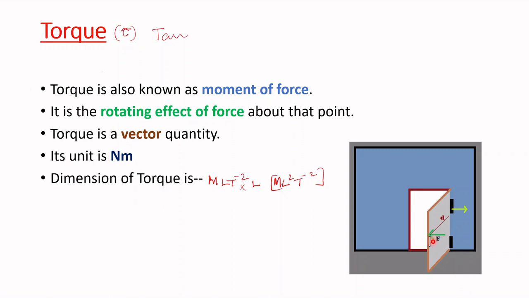Then if the handle is kept somewhere here, that is in the middle of the door, then we have to apply more force to produce the same torque, because torque is the product of force and the perpendicular distance from the line of action of force to the point of rotation. Now we shall first define the moment of force for the special case of a single particle. Later on, we will extend the concept to a system of particles including rigid bodies.